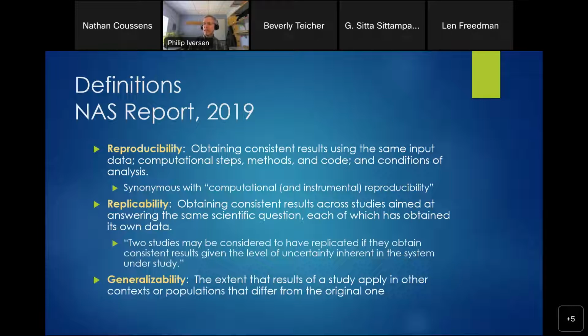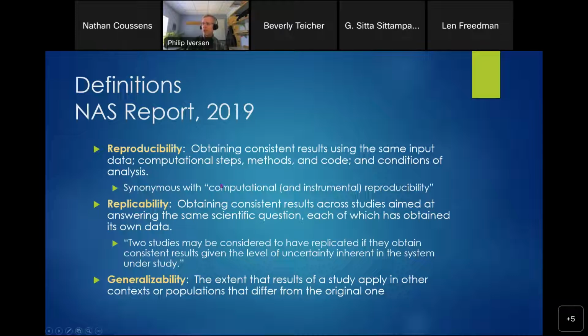Continuing with some highlights of the NAS report. Given that there are those different definitions out there, this report is proposing a set of definitions for moving forward. Here is their proposed definition of reproducibility: obtaining consistent results using the same input data, computational steps, methods, code, and conditions of analysis. In some ways it is synonymous with computational reproducibility, and Sita added for me instrumental reproducibility, maybe another important and related topic.